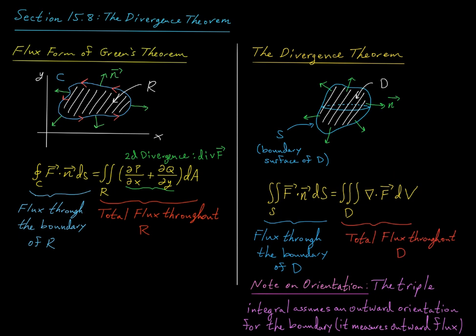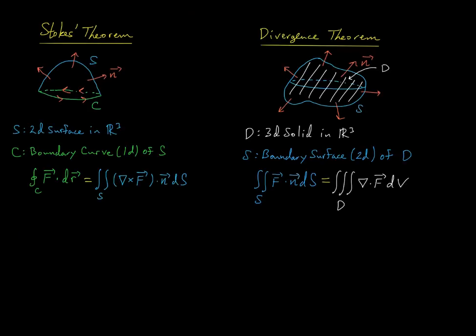Now let's make a few comments about Stokes' theorem and the divergence theorem now that we've introduced both. Remember, Stokes' theorem is really a statement about a two-dimensional surface in R3 and its boundary curve, which is one-dimensional. It says that the total circulation of your vector field over this surface is equal to the circulation along the surface's boundary. The divergence theorem, on the other hand, is really a statement about a three-dimensional solid and its boundary, which is a closed two-dimensional surface in R3.